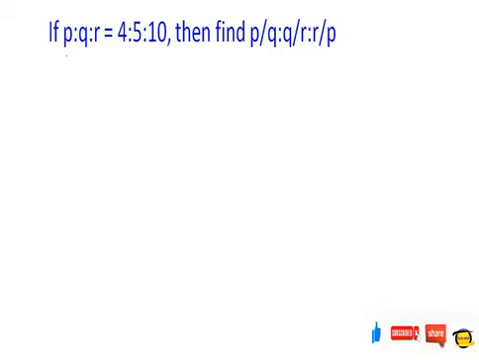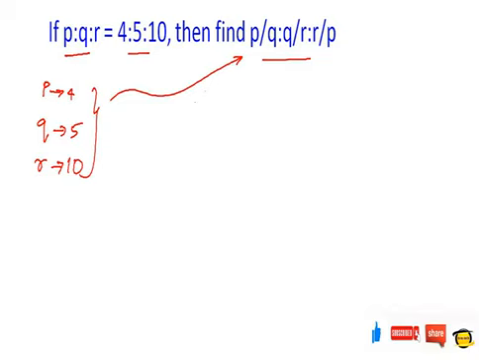If the ratio between P, Q and R is equivalent to 4:5:10, then find the ratio between these three terms. So basically we can understand here that P is equivalent to 4, Q is equivalent to 5 and R is equivalent to 10. So we can just substitute these three terms in the given ratio. P by Q, which is basically 4 by 5. Q by R, which is 5 by 10. R by P, that is 10 by 4.